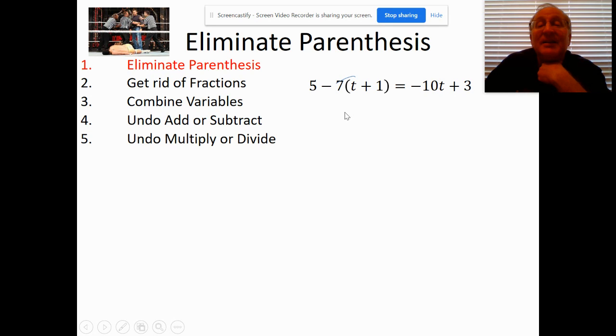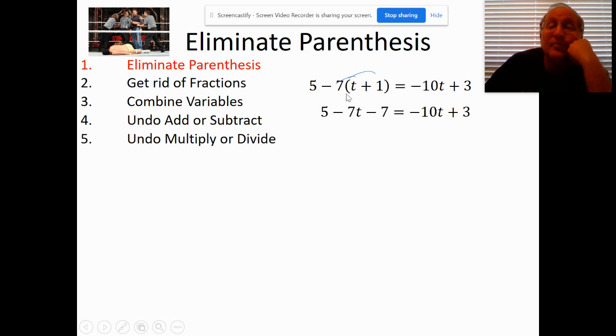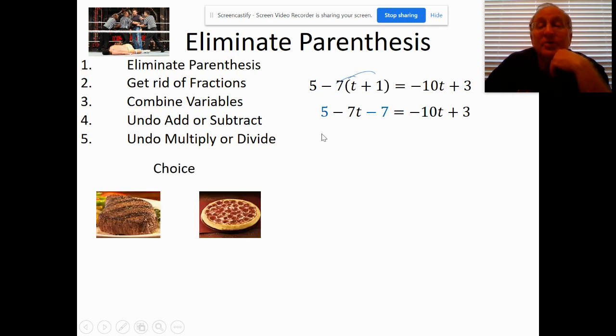Now treat this as a negative 7 times t and a negative 7 times 1, which means if I distribute it to both of them, it's negative 7t minus 7 equals negative 10t plus 3. Now, I'm going to go ahead and do this here. I have several choices. I'm going to combine these two terms because they're on the same side. So I'm going to do a 5 minus 7 because that's what it says, which is negative 2.